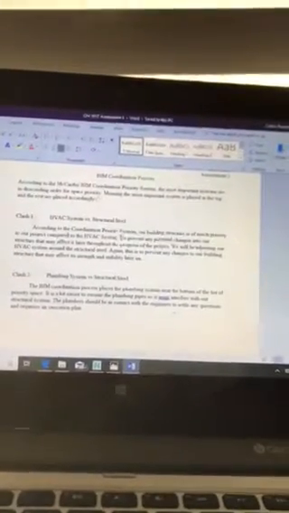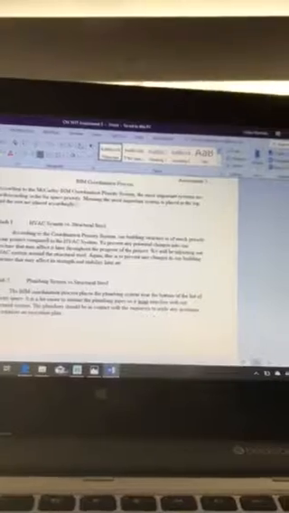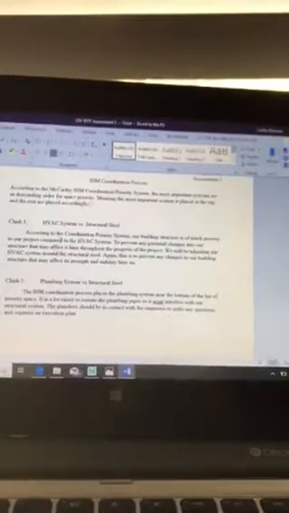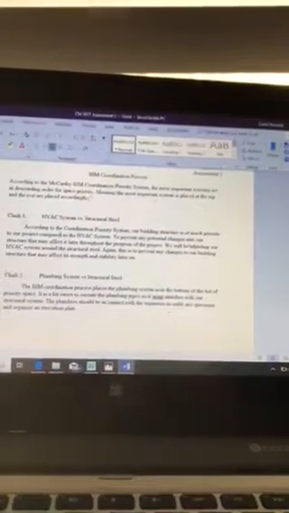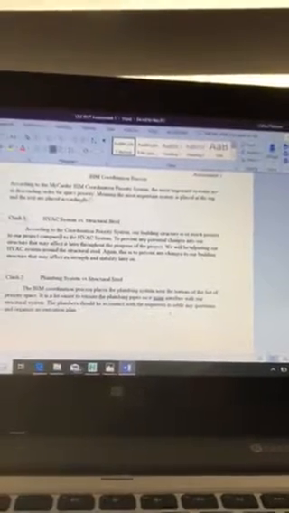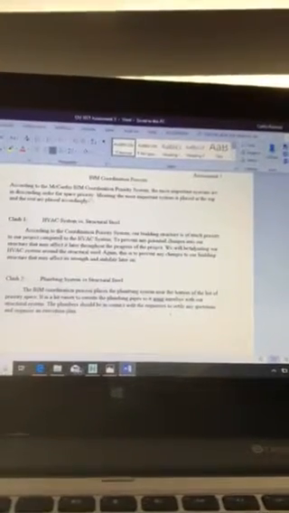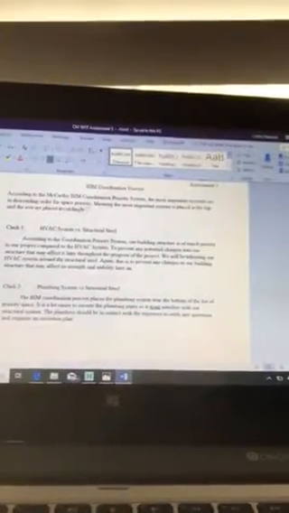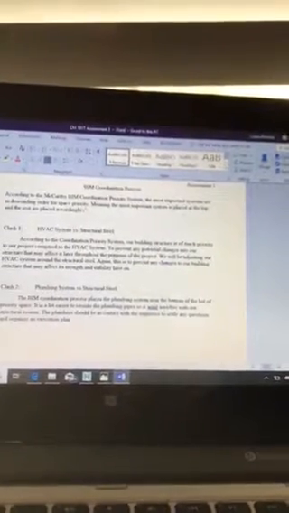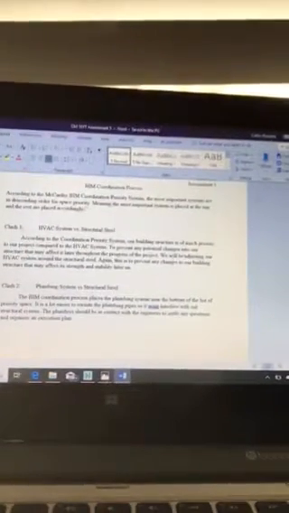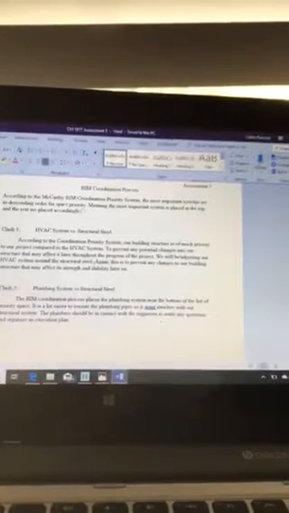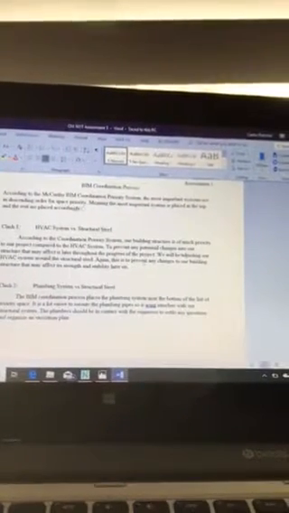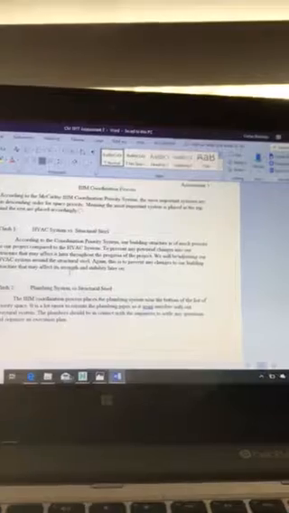I created a game plan here for these two types of clashes. Our building structure is of much higher priority to our project compared to the HVAC system. So I have to prevent any potential changes to our structure that may affect it later on throughout the process of the project. We will be adjusting our HVAC system around the structural steel. Again, this is to prevent any changes to our building structure that may affect its strength or stability later on.